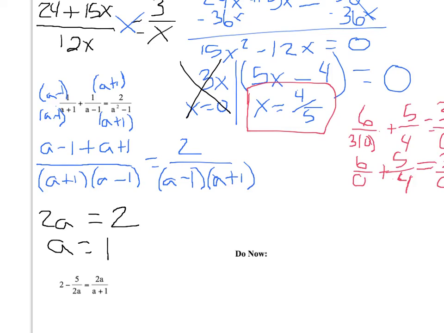I check into the original. I'm going to plug a 1 in. So I would have 1 over 1 plus 1 is 2 plus 1 over 1 minus 1 is 0 equals 2 over 1 squared minus 1 is 0. Please look, you have zeros in the denominator. Okay, that's not allowed. So we know this answer doesn't work.